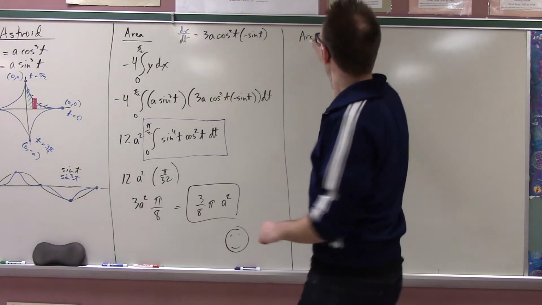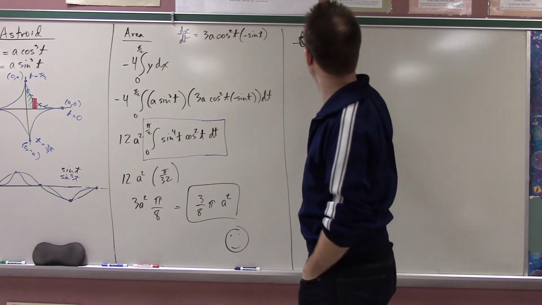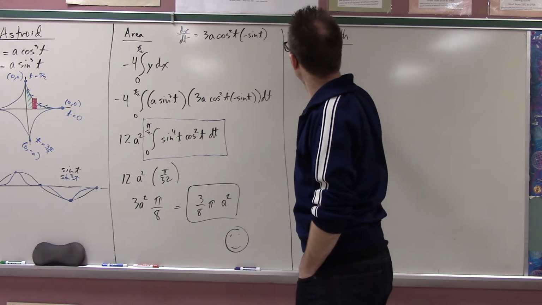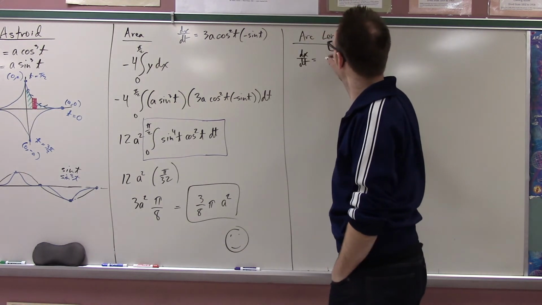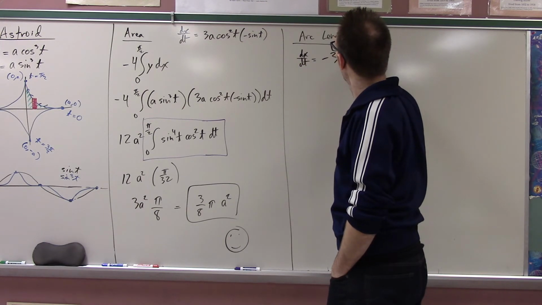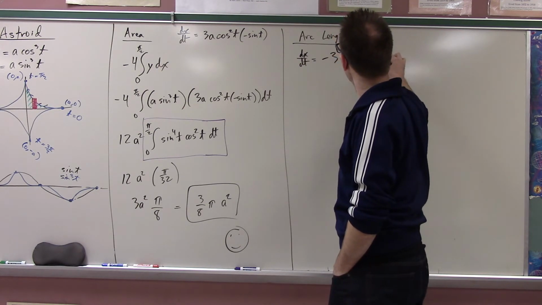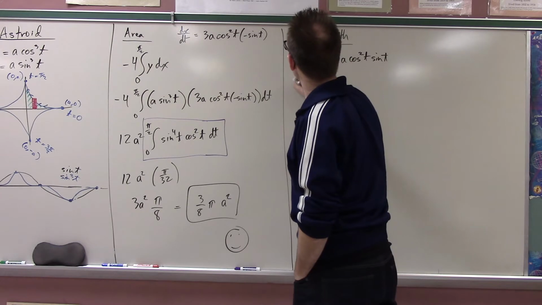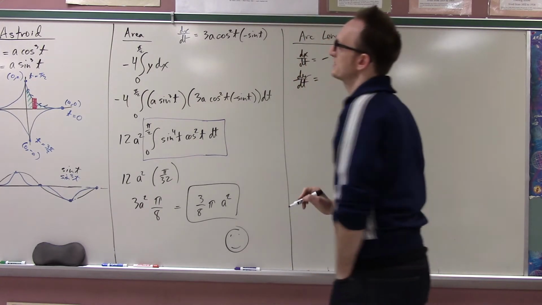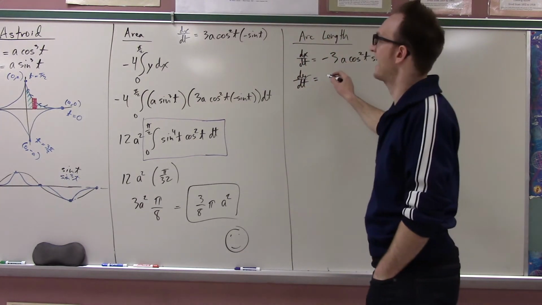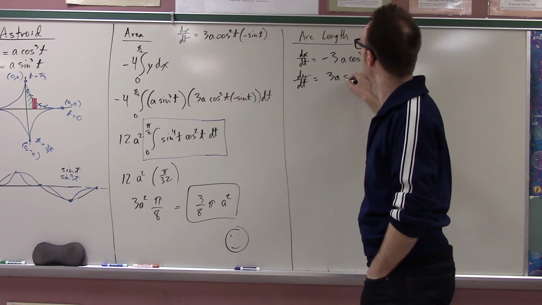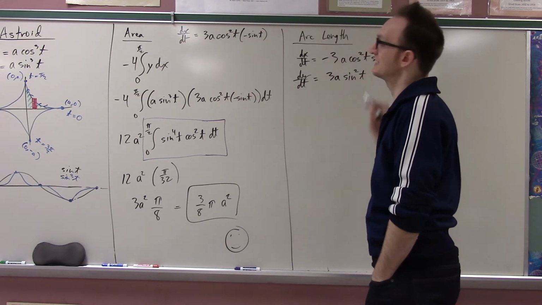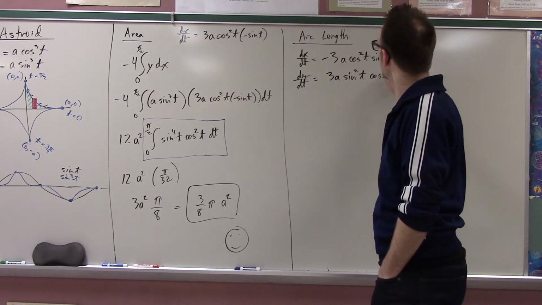Well, first we need both dx/dt and dy/dt. So dx/dt I already did, I'll just copy it. It's negative 3a cosine squared t sine t. And then dy/dt is very similar. Now if I differentiate, I get 3a sine squared t cosine t.